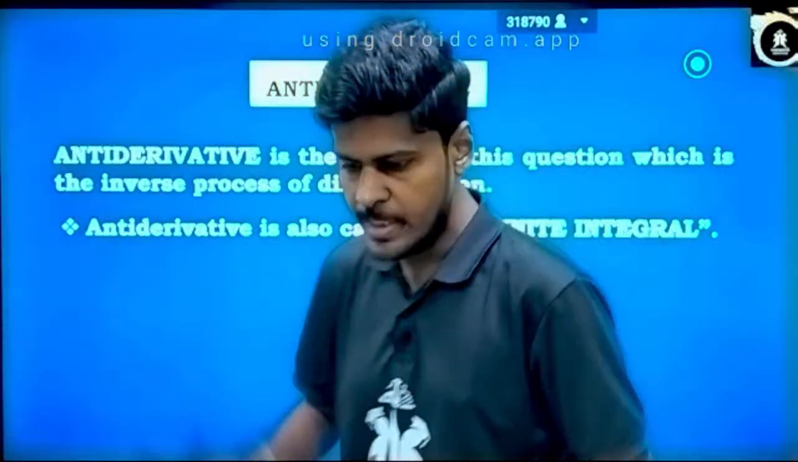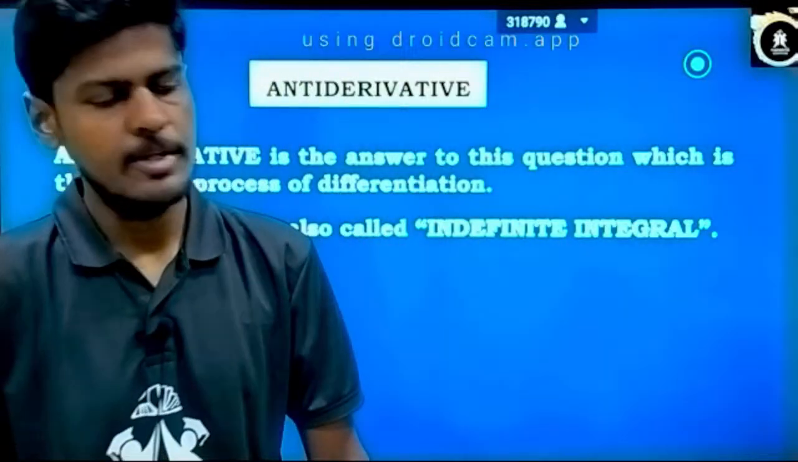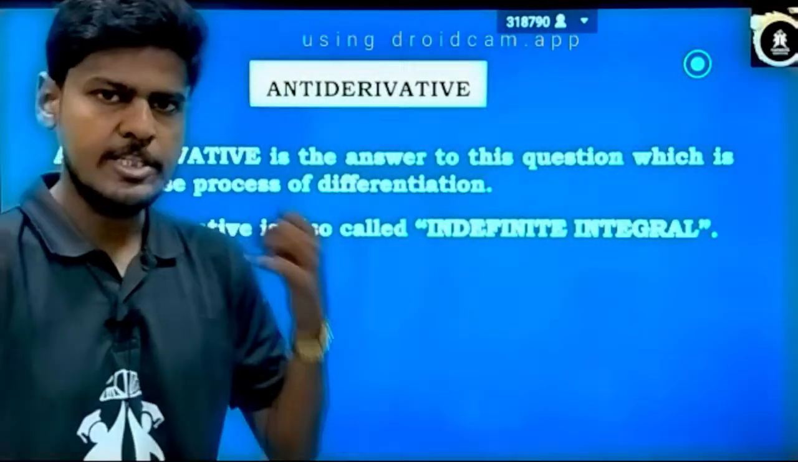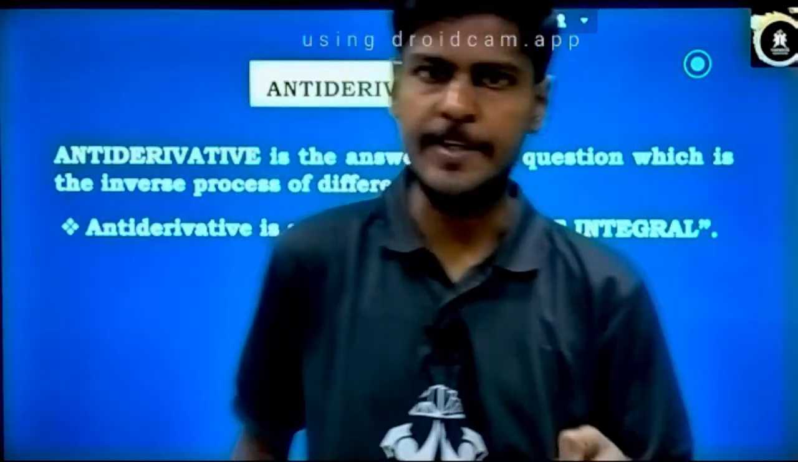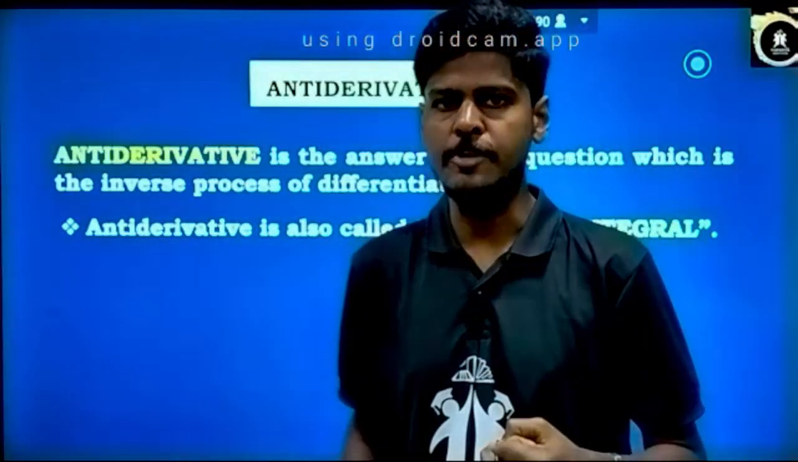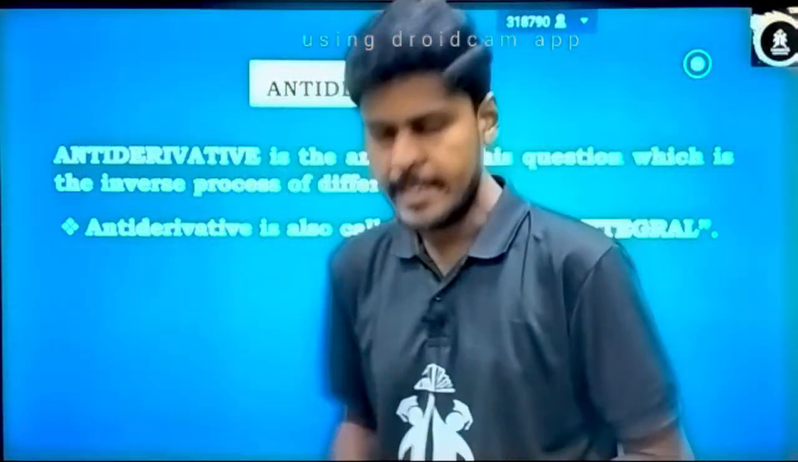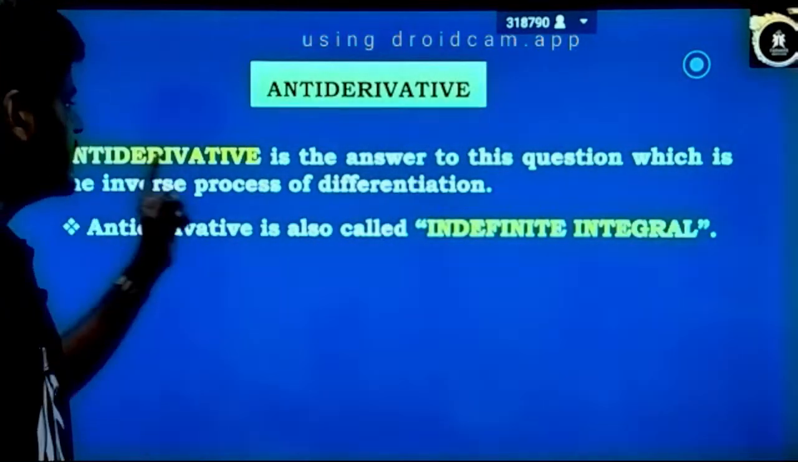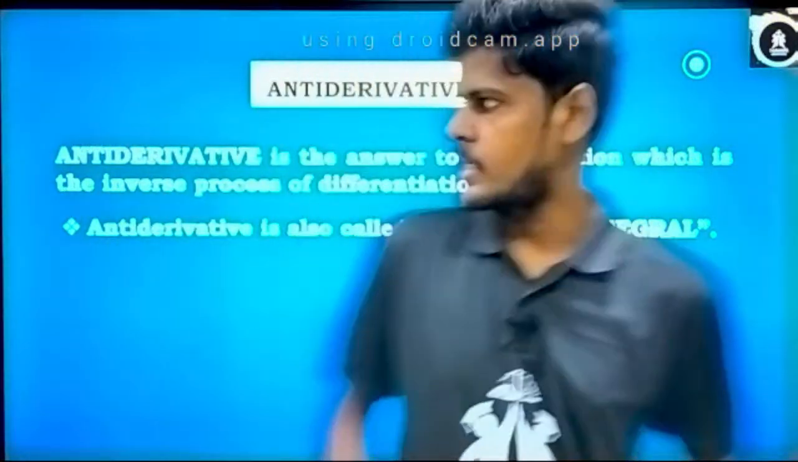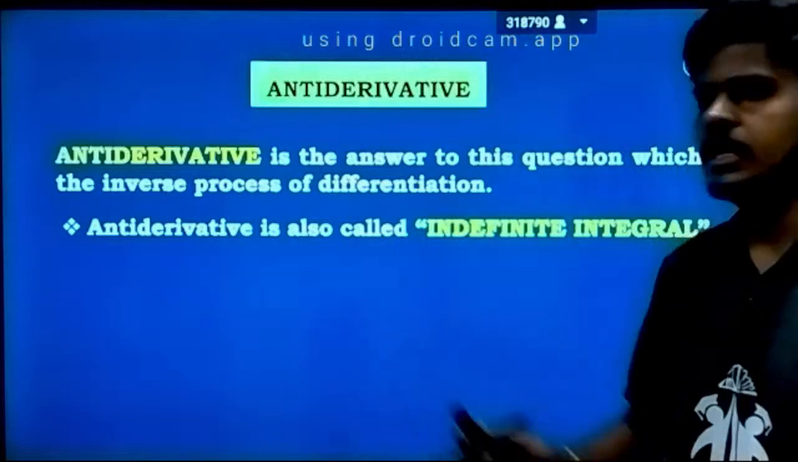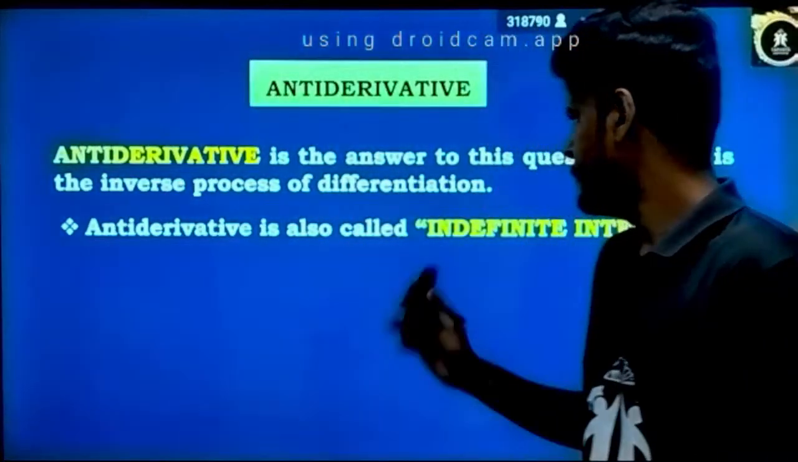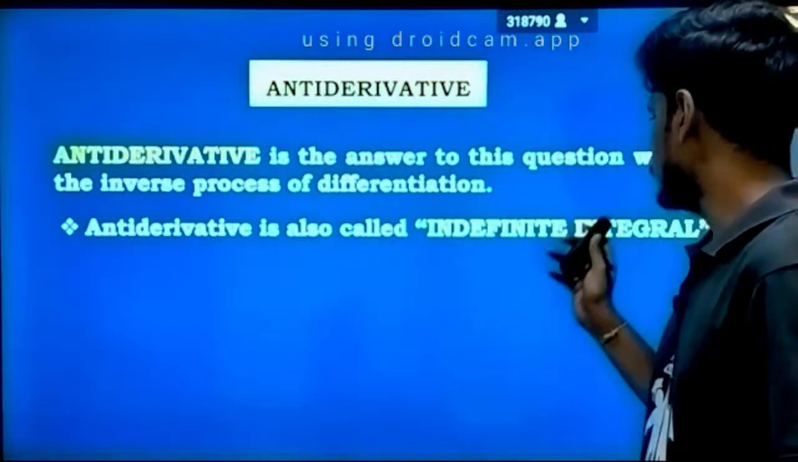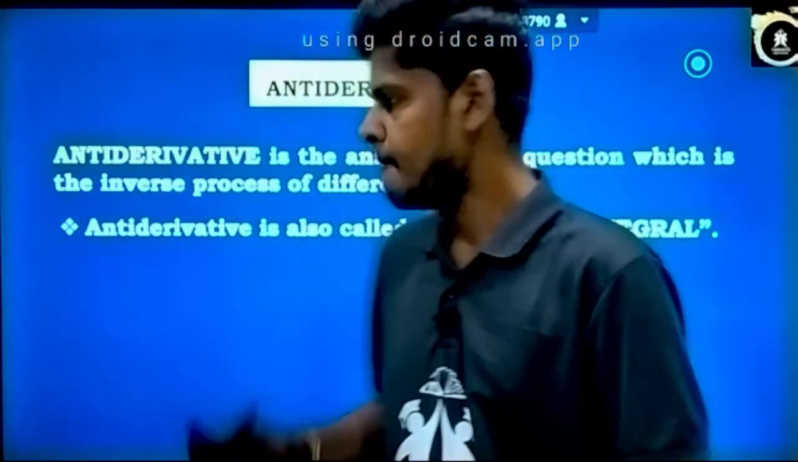Here antiderivative means it is just the reverse process of differentiation. In differentiation we find the slope of the tangent, which gives the derivative. Antiderivative means the reverse process, ulta. So antiderivative is the answer to the inverse or reverse process of differentiation. Antiderivative is also called indefinite integration.